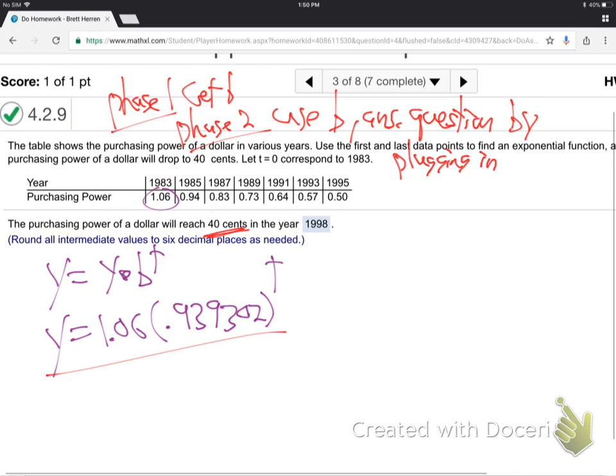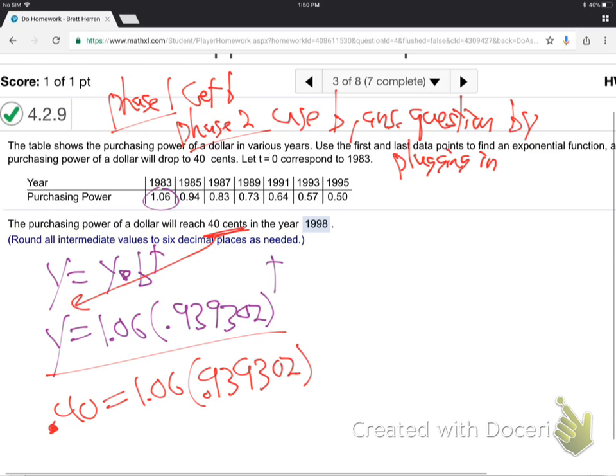So we're going to plug in. Now, where does the 40 cents go? Does it go there or does it go to t? Yeah, it's not time. Time's what we're looking for. So that's tricky. They want me to put the 40 cents over here, don't they? No, that's not easy. And then I got to find t. How do you find t?